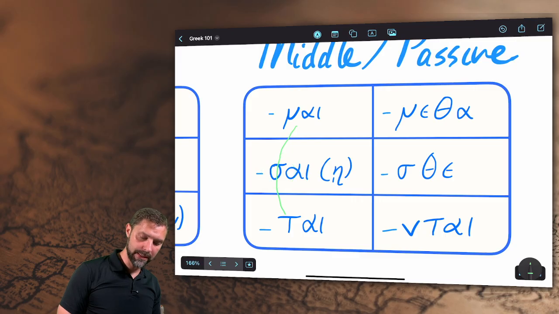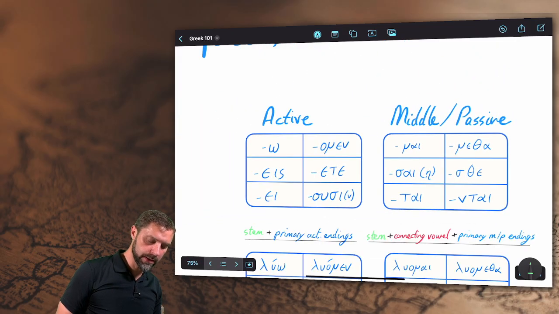Just do that, mu, psi, tai, and then just remember that it's normally going to contract down to an eta iota subscript. Okay, and if you find that goofy, good news, you're in good company. Every Greek student has always found that goofy, a little annoying, somewhat infuriating. Okay, these two charts stand side by side.